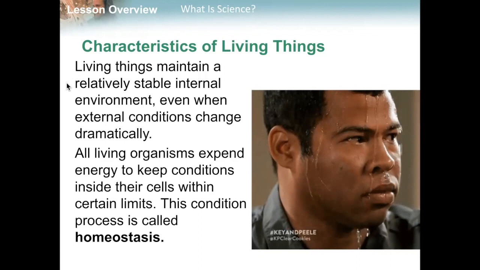Living things maintain a relatively stable internal environment, even when external conditions change dramatically. All living organisms expend energy to keep conditions inside their cells within certain limits, temperature limits, as shown in the picture. This process is called homeostasis.